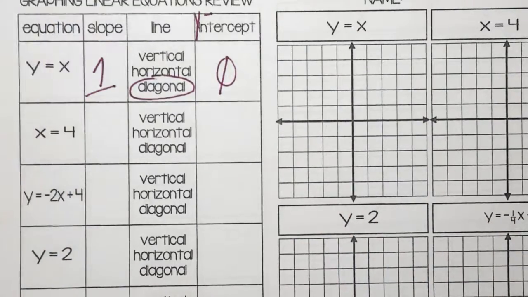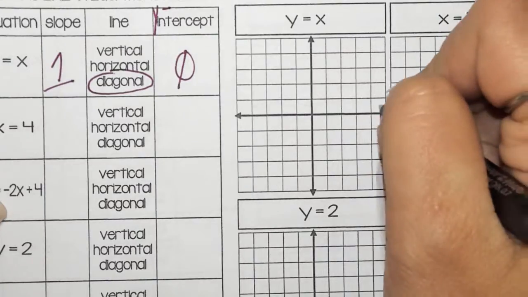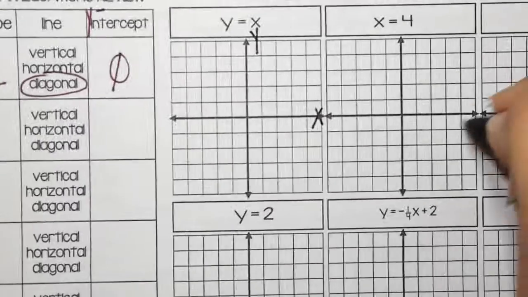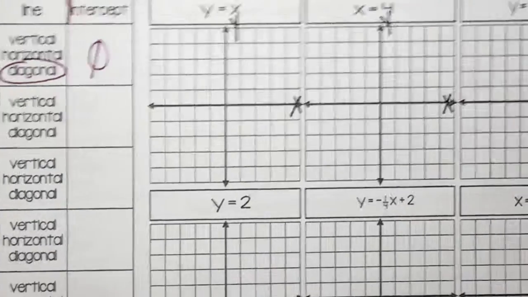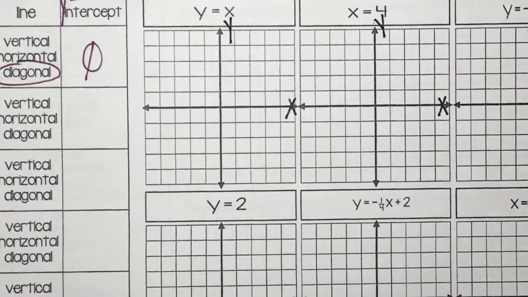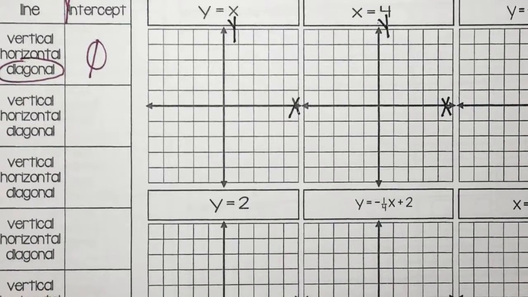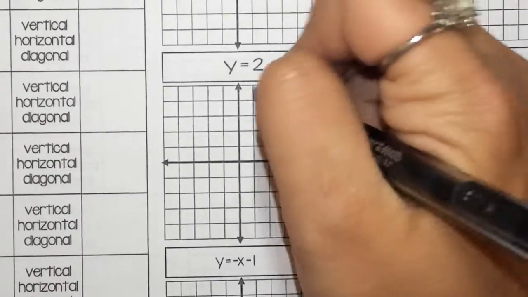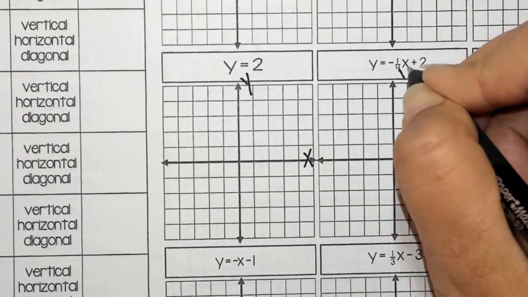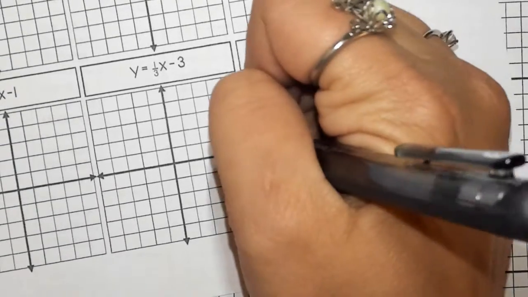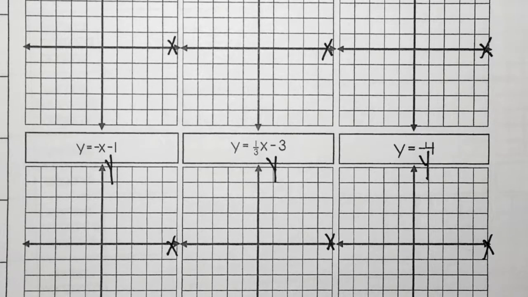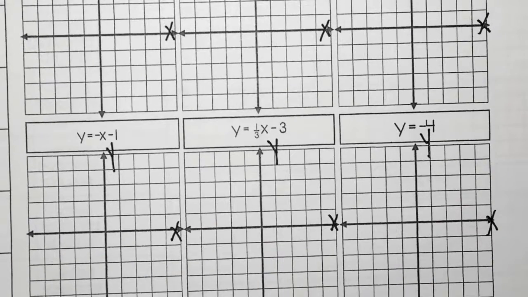Then what I want everyone to do is take your pen or pencil and write that this is the x-axis, this is the y-axis. X-axis, y-axis. Okay, good. Write it. It has to be on all of them.